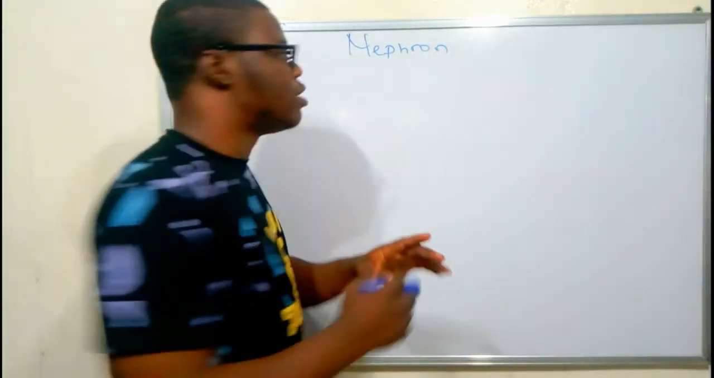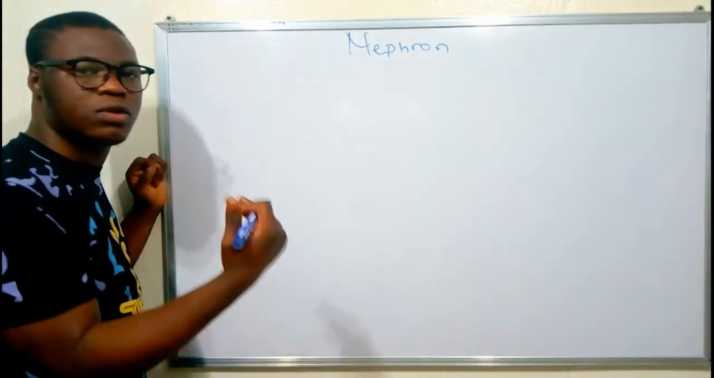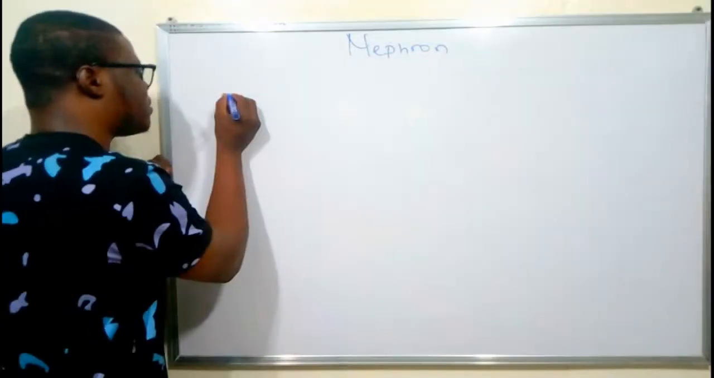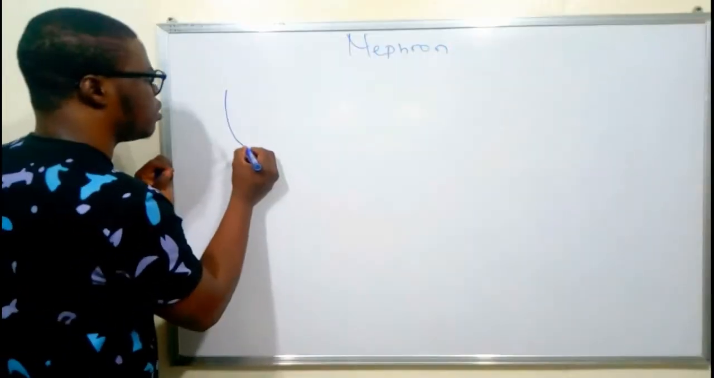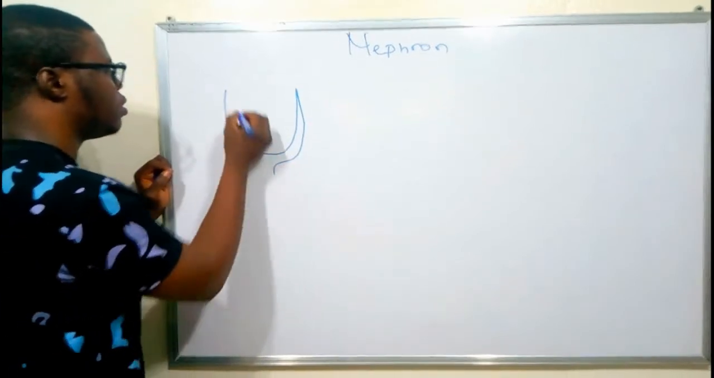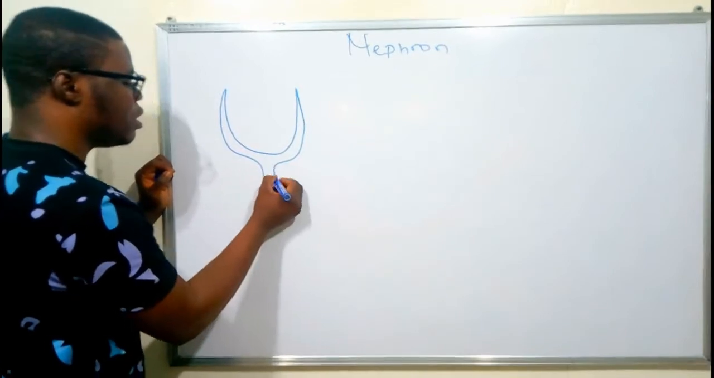Welcome back. So, the diagram of the nephron. I'm going to start with the glomerulus, but let me draw the glomerular capsule first. The glomerular capsule is a U-shaped structure, so it nearly encapsulates the glomerulus.